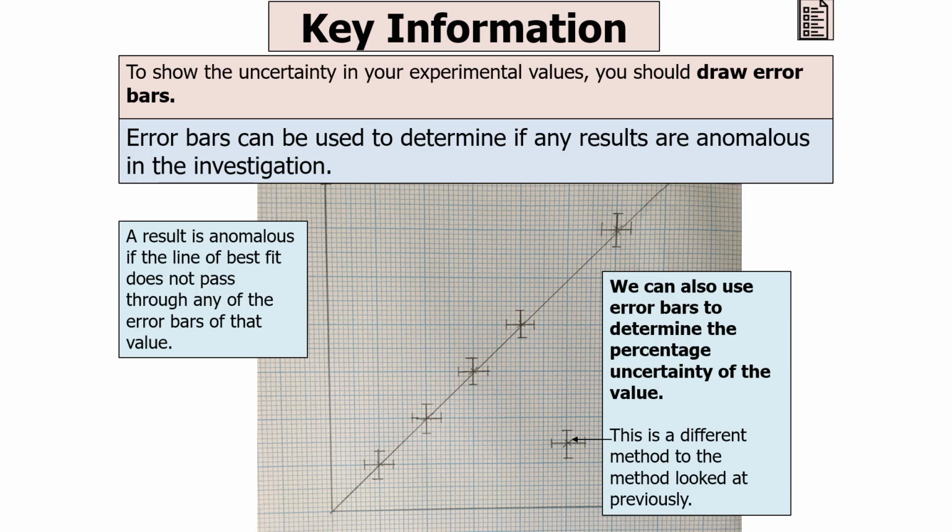We can also use error bars to determine the percentage uncertainty of a value. Now, this is a method which is different to the one we've previously looked at.